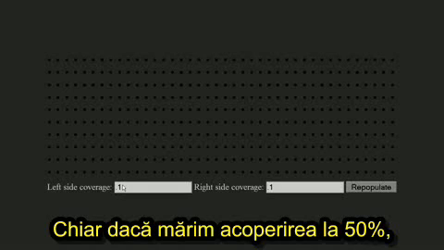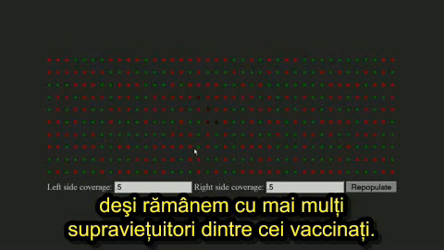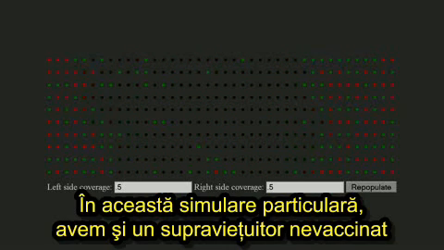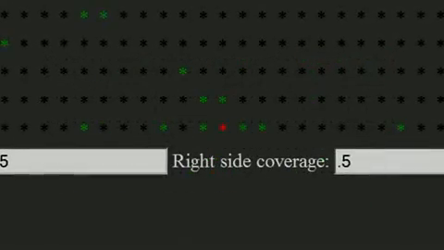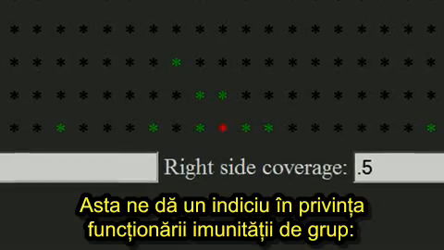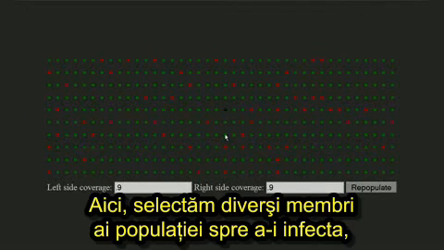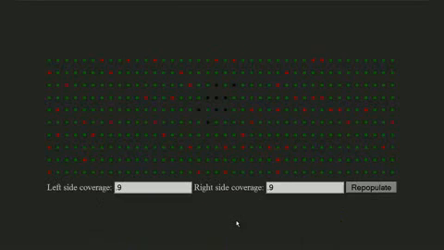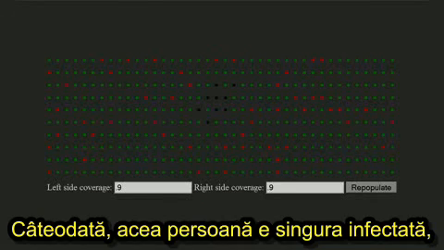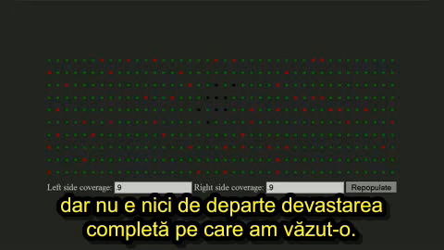Even if we increase coverage to 50%, we still have the pathogen moving across the population, albeit with more survivors among the vaccinated. In this particular run, we have one lone unvaccinated survivor, because he was protected by a barrier of vaccinated people. This gives us a clue as to how herd immunity works. The more such barriers we have, the safer everyone is. Let's move the coverage up to 90%. Here we can click on various members of the population to infect them, but the infection doesn't go very far. Sometimes that person is the only one infected. Other times, some of the surrounding neighbors are killed off as well. But it's nowhere near the complete devastation we've seen.